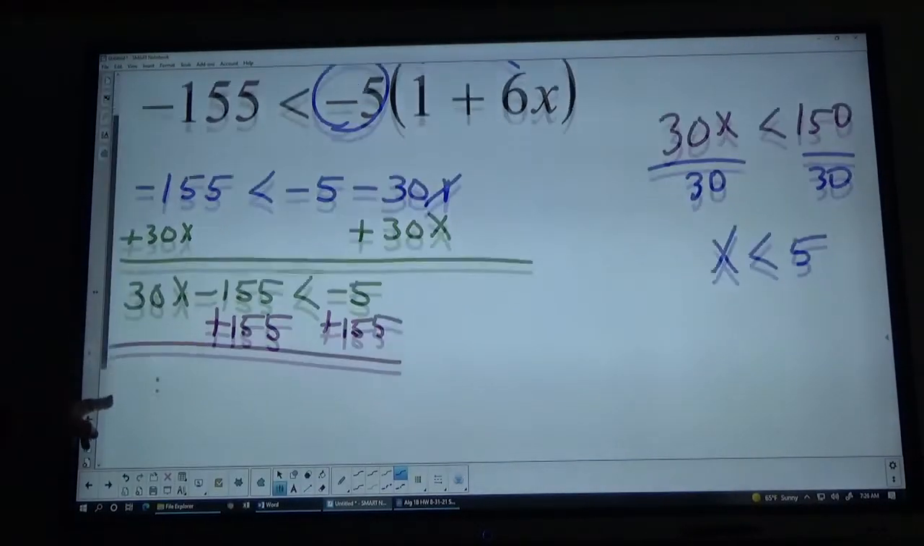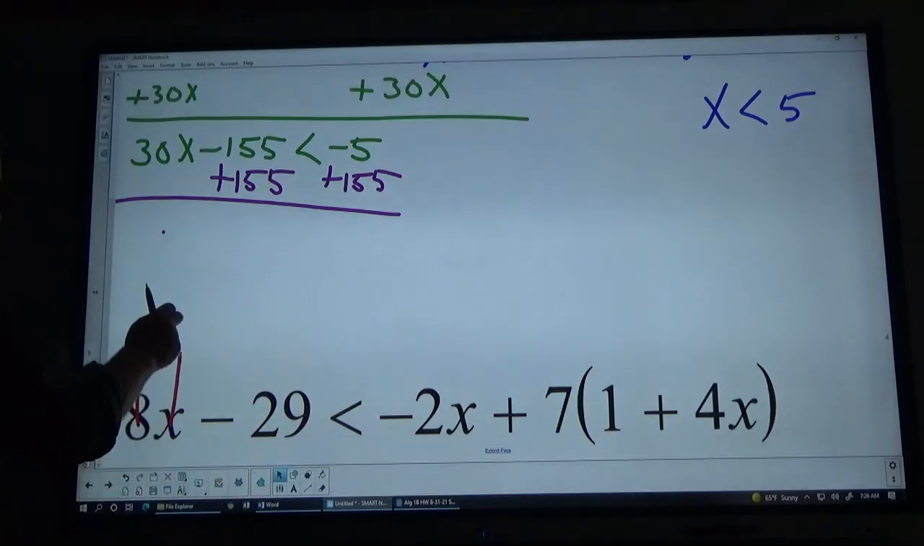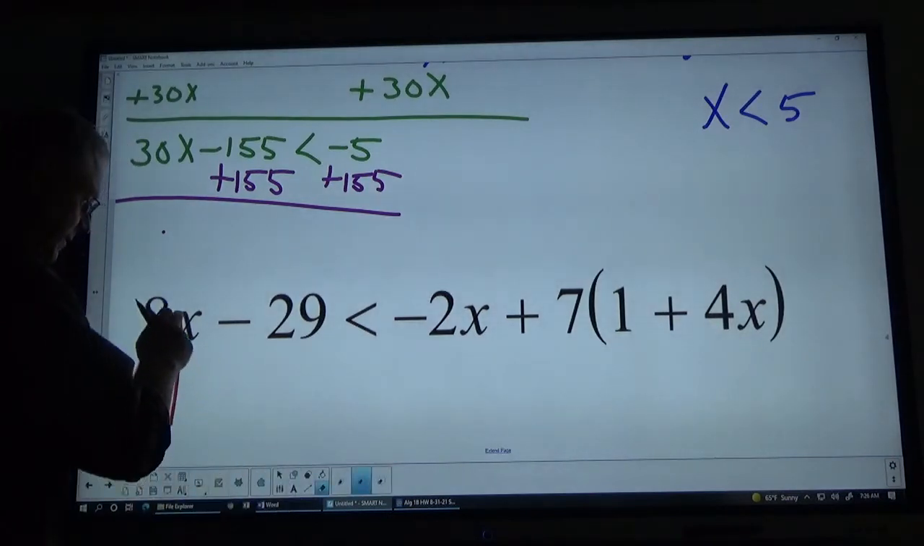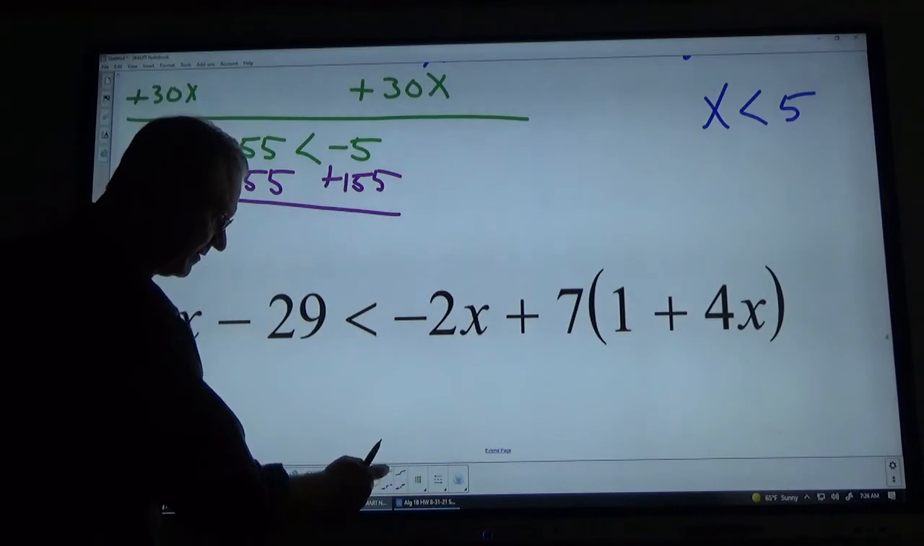All right, let's take a look at this one that we were going to try next. Oops. We get used to this board. It doesn't perform the way my other one did.